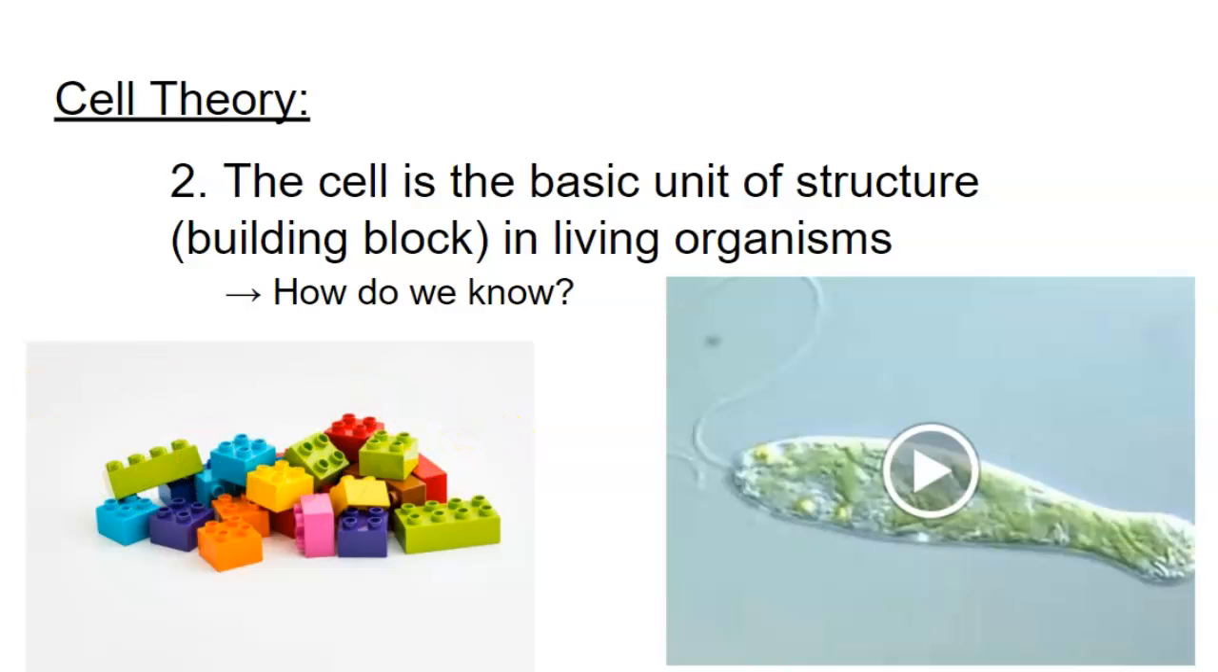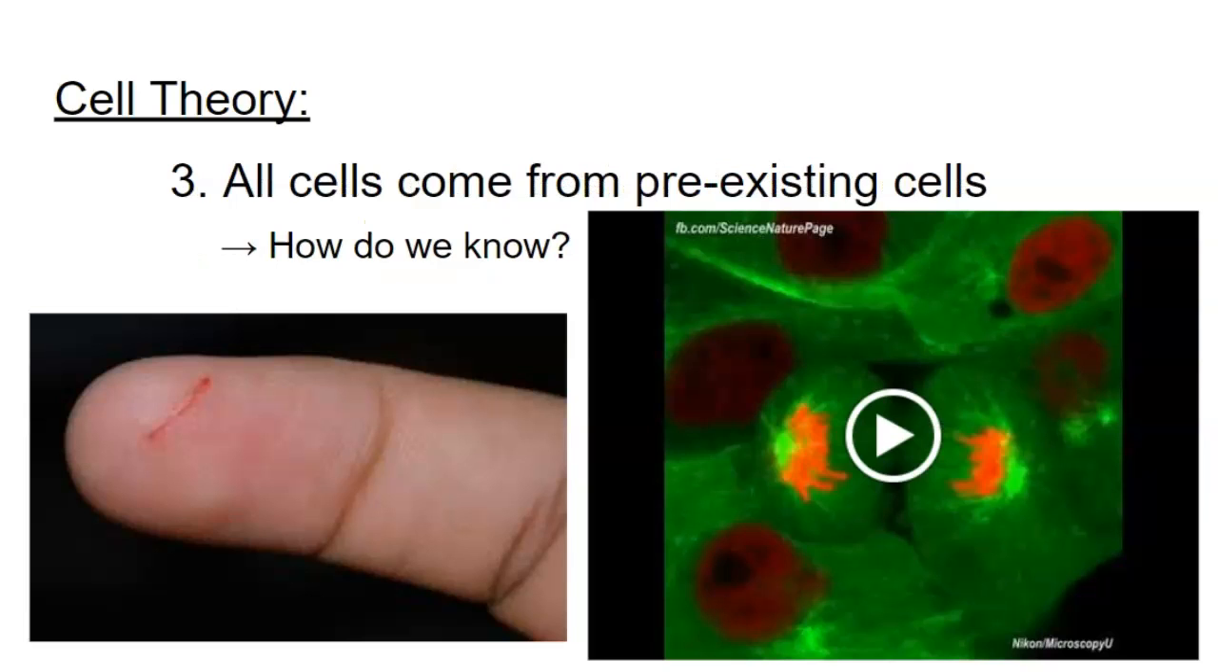And lastly, number 3 here: all cells come from pre-existing cells. So this is mitosis. We will be talking about this later on, but cells divide. They split in half. That's what we can see here. This used to be one cell, and it's splitting into two. So these cells come from pre-existing cells.